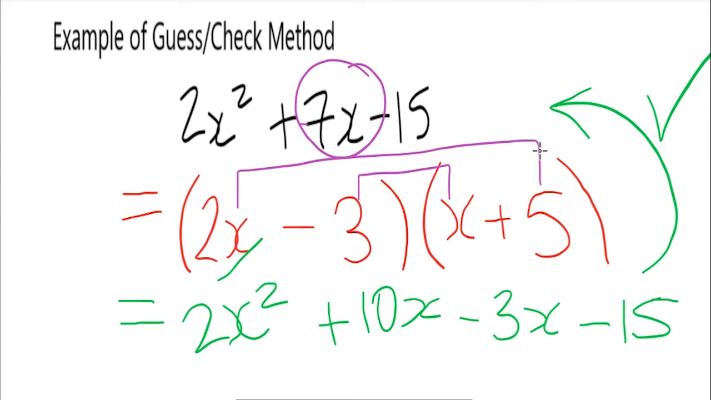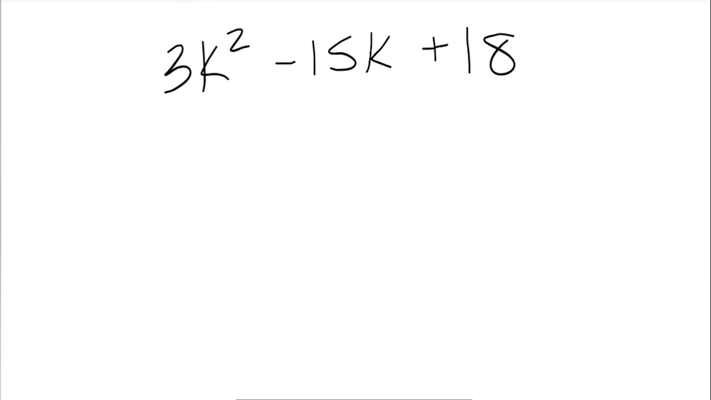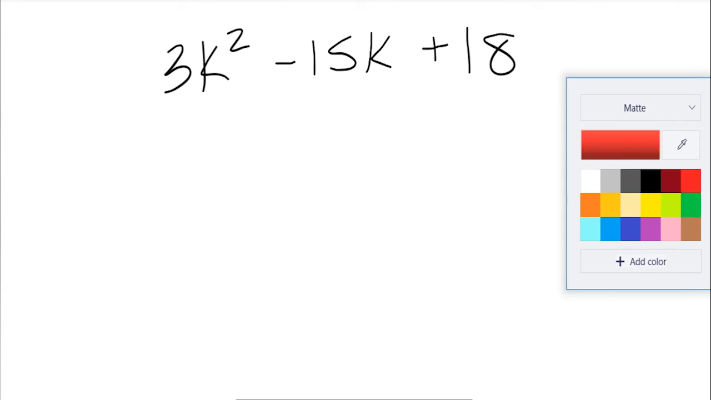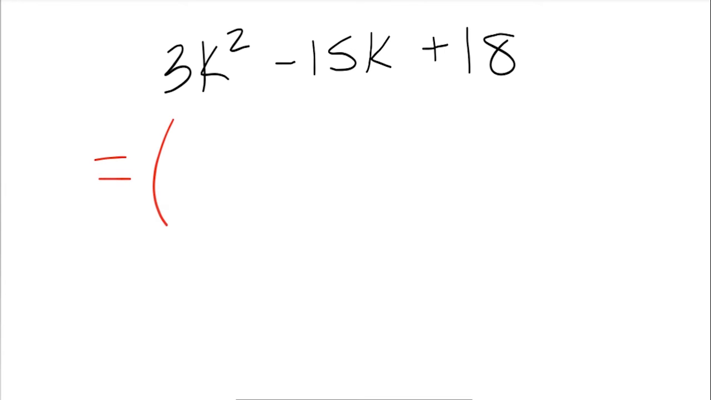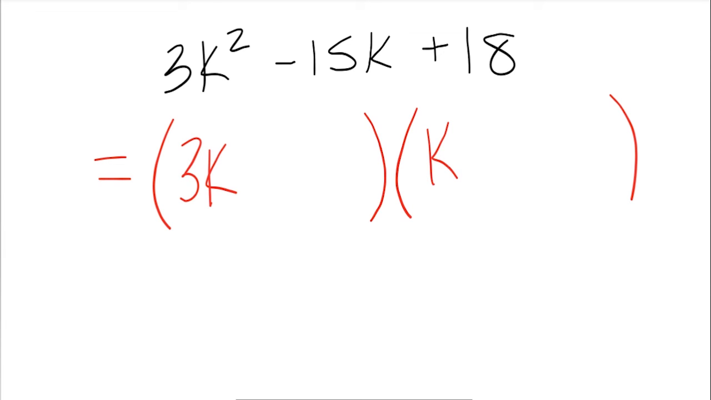Let's look at another example in case you're a little bit stuck. We have this example over here. Again, the first factor in each bracket is very easy to determine because you have 3k squared here. So you know 3k times k is the only thing that'll give you 3k squared. Now you need to see what multiplies to give me that last term, 18. Maybe some multiples are like 9 and 2, so we'll go ahead and use 9 and 2.